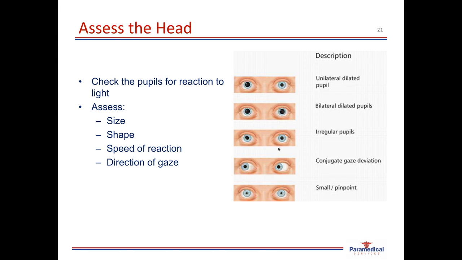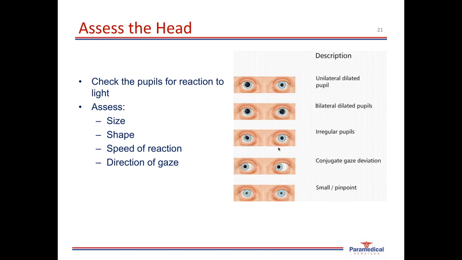The direction of the gaze: if the patient has a fixed gaze to one side, both eyes looking in the same direction, this is called a conjugate gaze. You can also get a disconjugate gaze where the eyes are looking in opposite directions, or there could also be nystagmus, which is an involuntary jerking movement of the eye, and this is all related to the nerves that control the movement of the eyes being damaged.